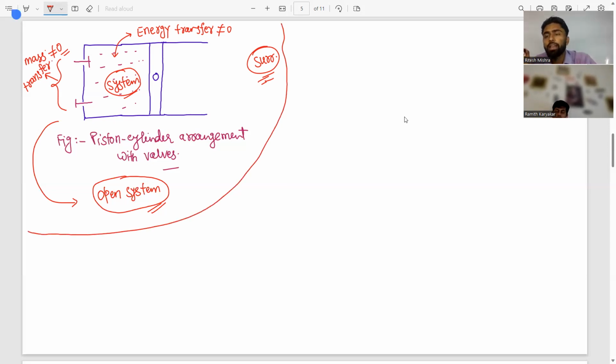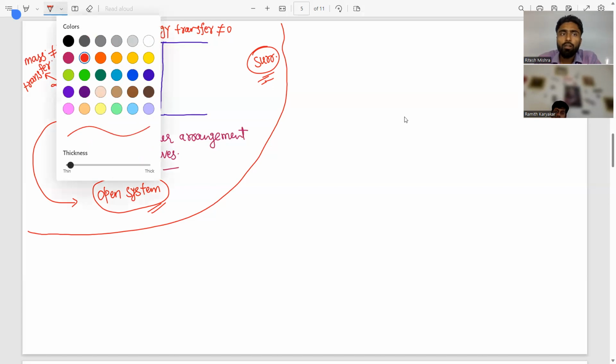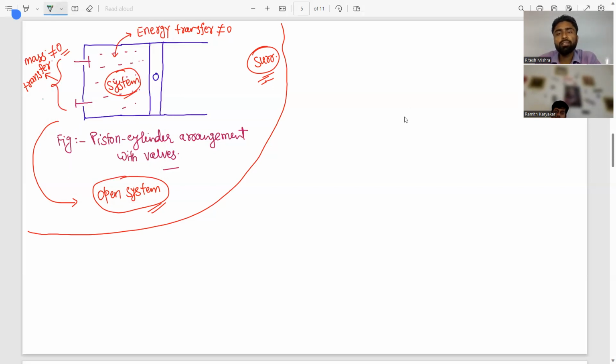Now my dear, in your daily life or in your surroundings, whenever you see a device in which there is mass transfer and also energy transfer between the system and surrounding, then please say that system is an open system. Now the next example of an open system is the turbine. This is your turbine.